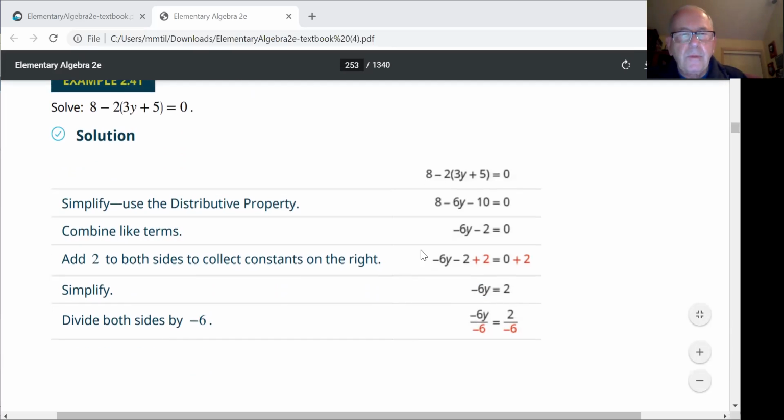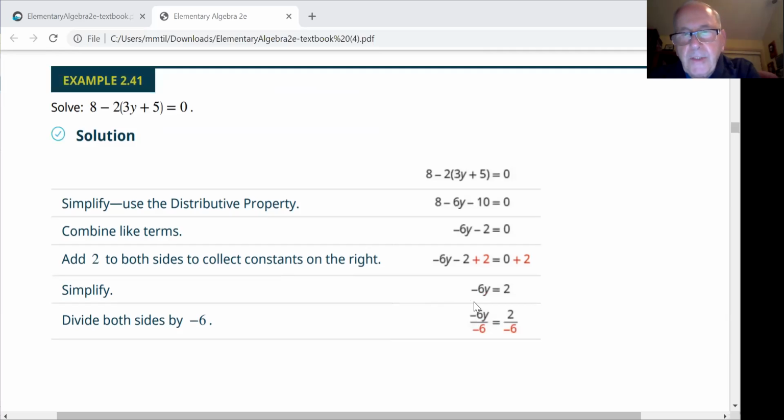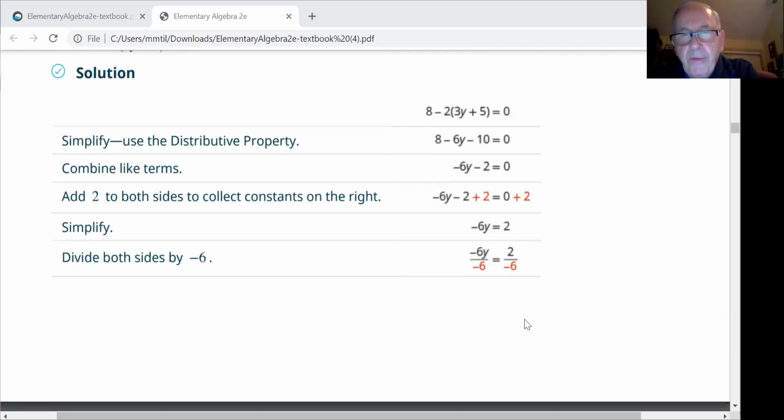Now, since you have both the constant and the variable on the left-hand side, you want to move that constant to the right-hand side. And you do that by adding 2 to both sides. So now you get minus 6y is equal to 2. Now you can divide by negative 6 on both sides so that this will factor out and you'll just have y. So y ends up being equal to negative 1/3.